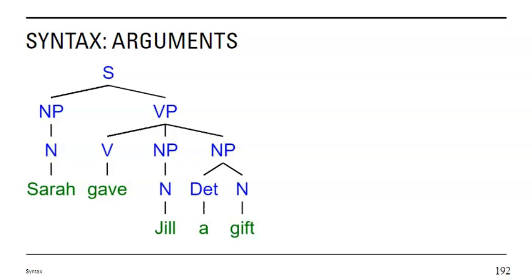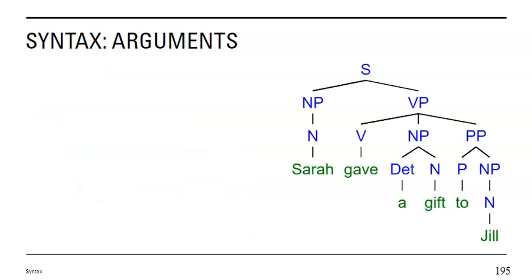But this is not the only way we could express these three arguments. We could also use a sentence like, Sarah gave a gift to Jill. Now here, the event that we're picturing is exactly the same, regardless of which sentence we use, but this is another structure that we can use.